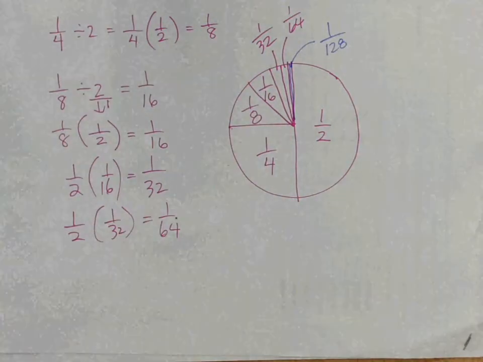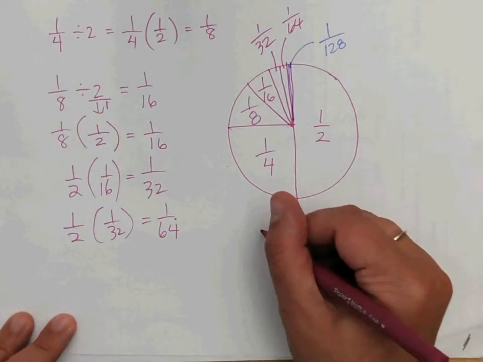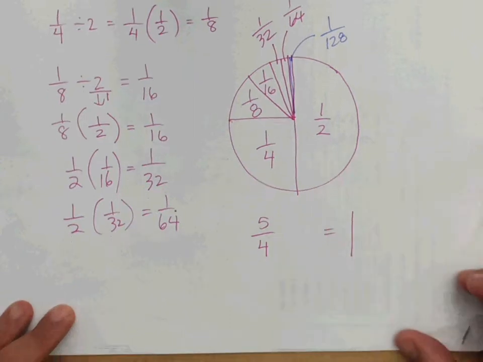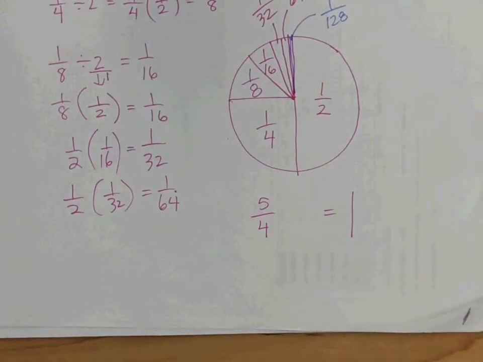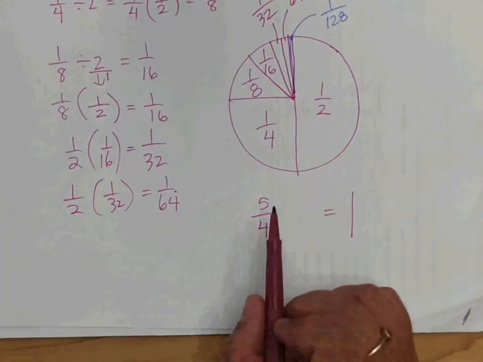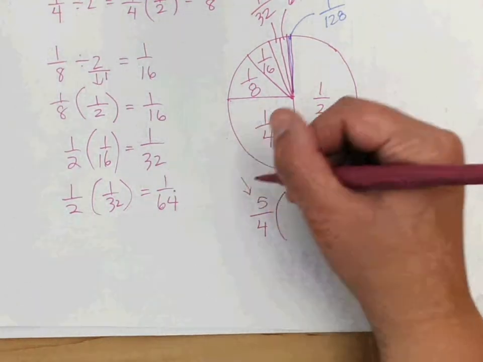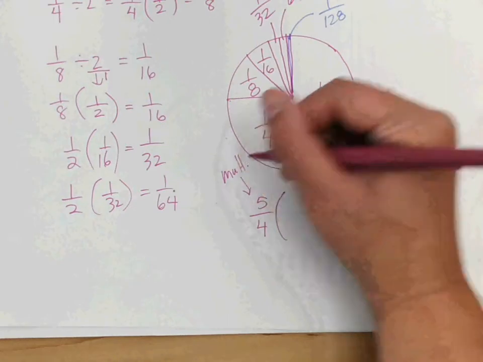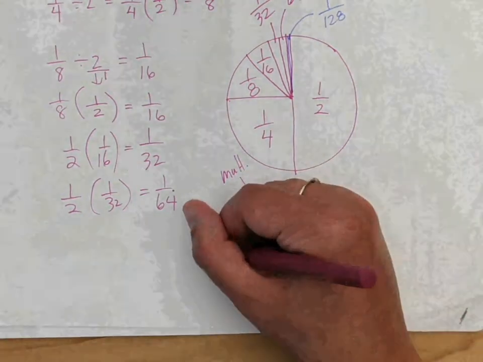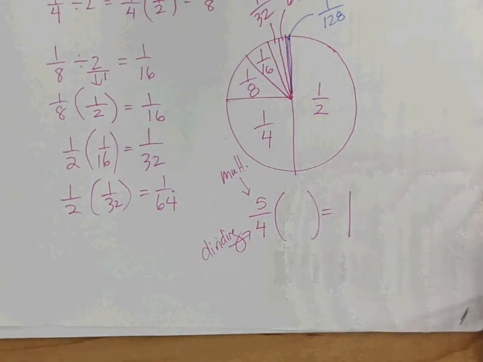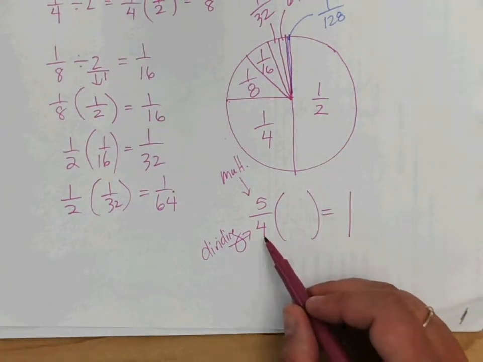Right? So let's think about this for a minute. Let's say I have the fraction 5/4. How would I make that equal to 1? In other words, undoing. When I have 5/4, it's the same thing as multiplying a number by 5. I'm multiplying by the numerator. I'm dividing by the denominator. So what number could I divide by 4 that would give me 1?